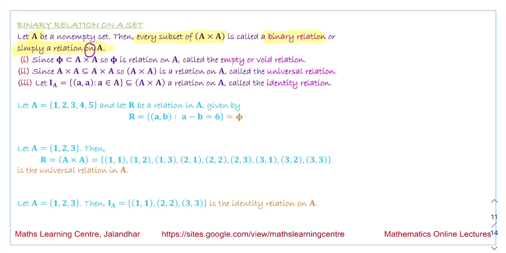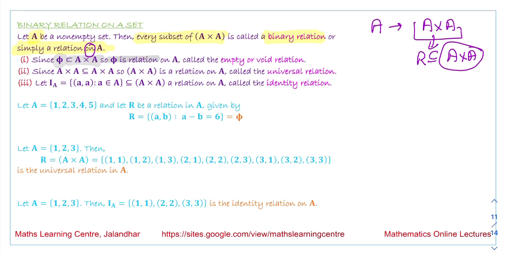When we write relation on A, it means A is any set. We are considering the Cartesian product A cross A, and any subset R of A cross A is called a relation on A. Since phi is a subset of A cross A, phi is a relation on A, and this is called the empty or the void relation. Next, A cross A is a subset of A cross A, so A cross A is a relation on A, and this is called the universal relation. That is, all elements of A cross A are covered.